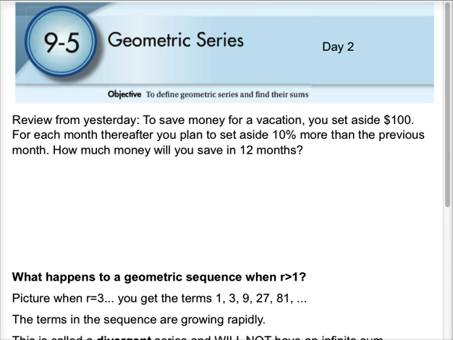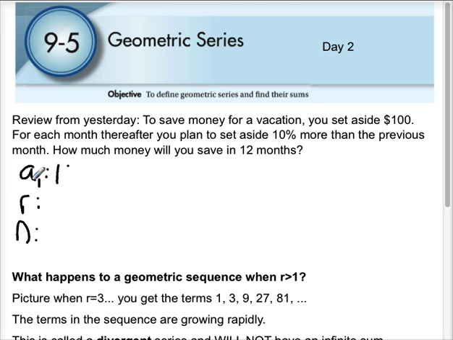So to save money for a vacation, you set aside $100. For each month thereafter, you plan to set aside 10% more than the previous month. How much money will you save in 12 months? Again, here we need to set up. We need A1, we need that rate, and we need how many terms are in the sequence. That's what we need for geometric series.